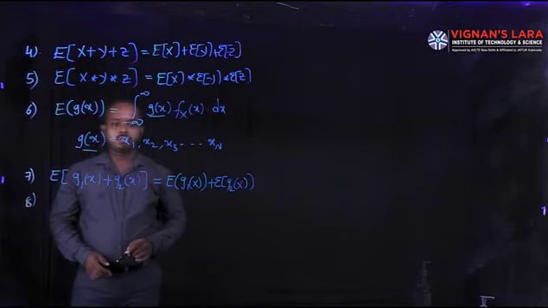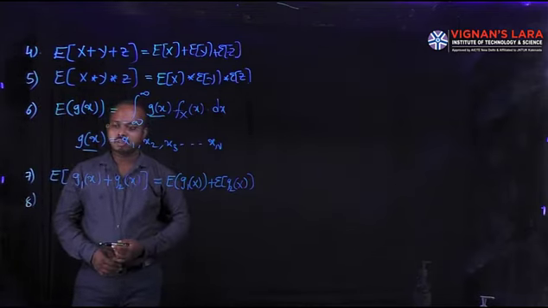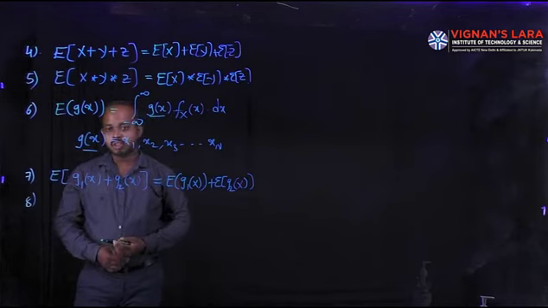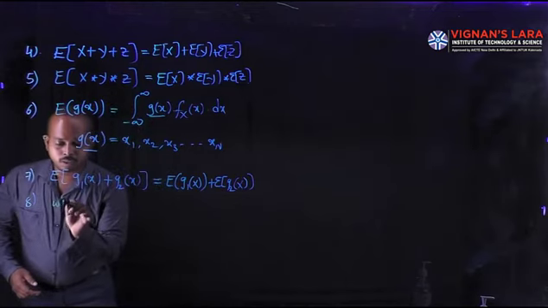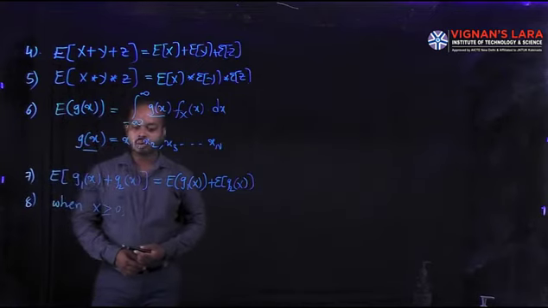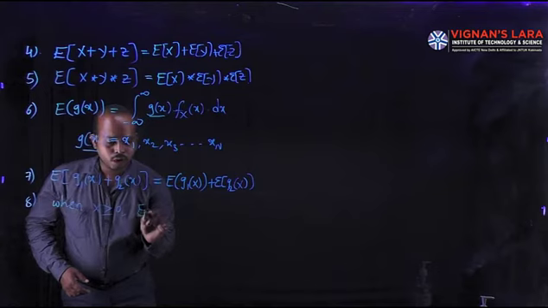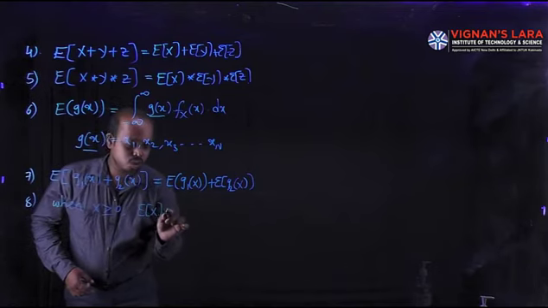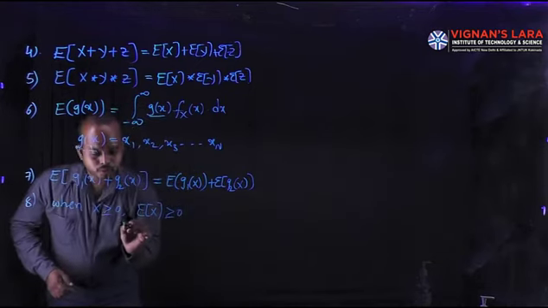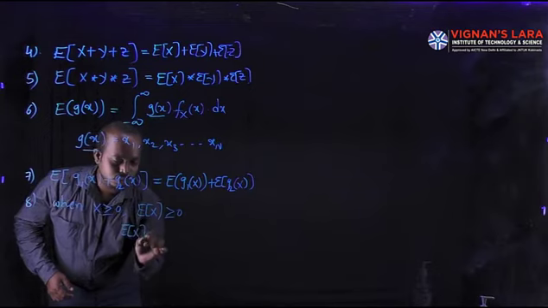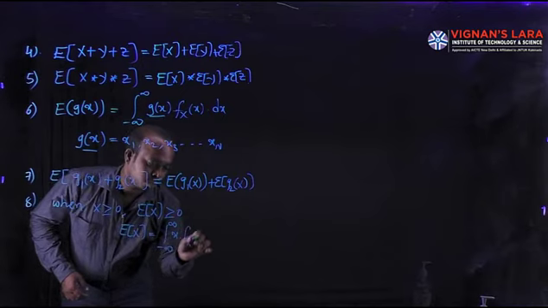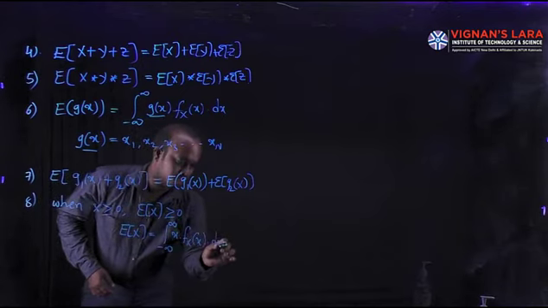Coming to the next one. We can take the case where the x value is greater than or equal to 0. Then the expectation value E of x is also greater than or equal to 0. The reason is, you already know the formula for the expectation of x is equal to integral from minus infinity to plus infinity of x into fx of x into dx.